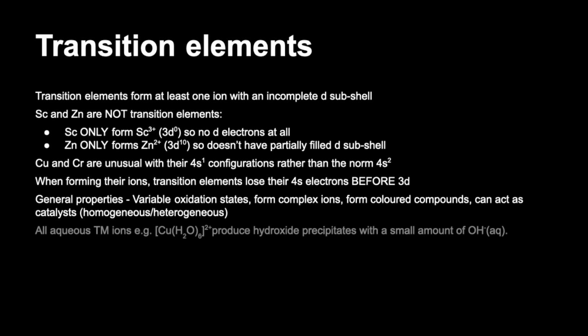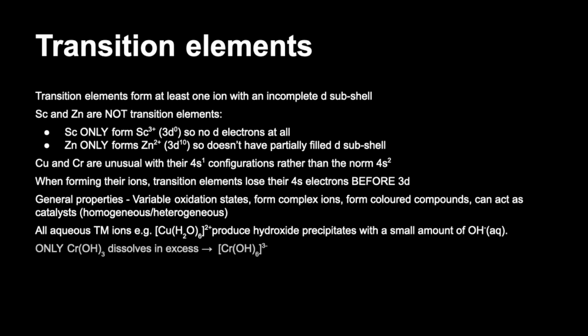A little bit about reactions now. All aqueous transition metal ions, so there's an example there, [Cu(H2O)6]2+, produce hydroxide precipitates when you add a small amount of aqueous hydroxide ions. Only the chromium 3 hydroxide precipitate dissolves in excess, and that gives that ion there, [Cr(OH)6]3-.